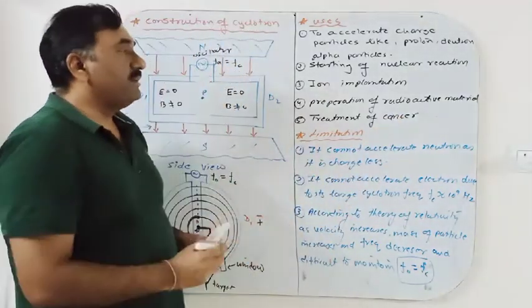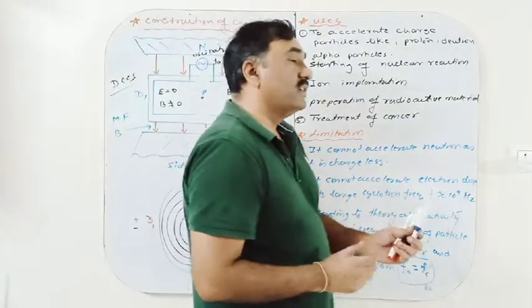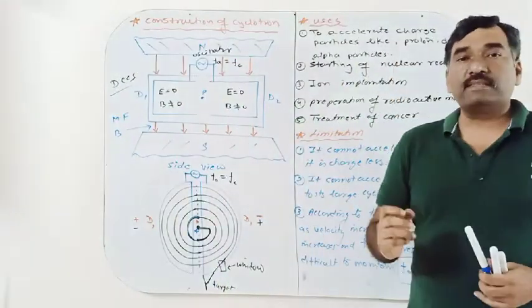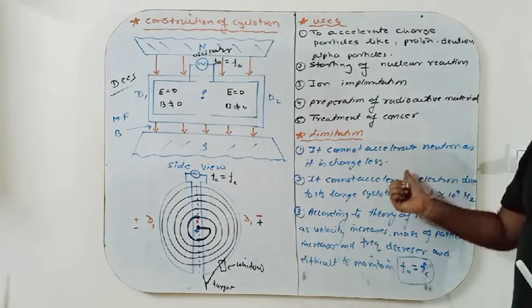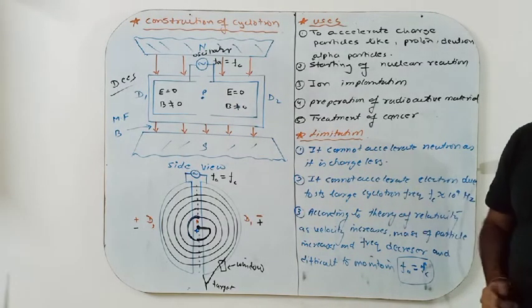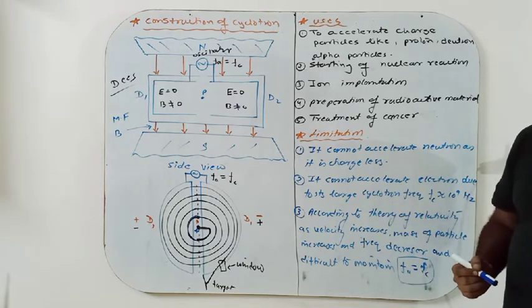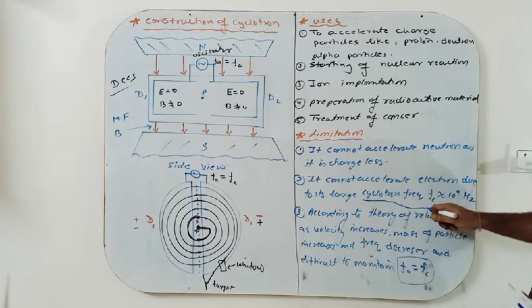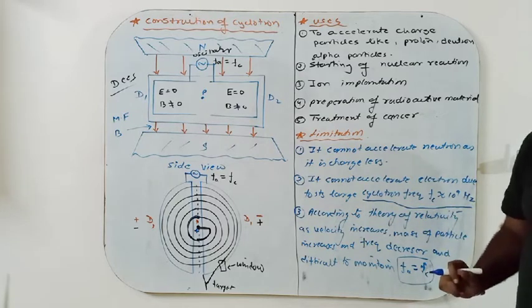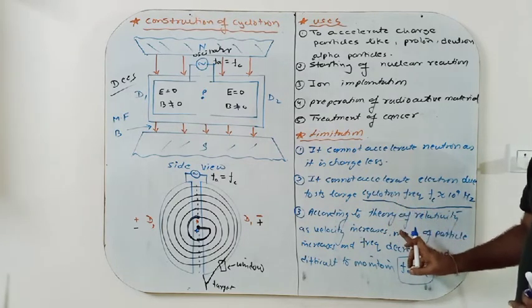Okay, so what are the limitations of the cyclotron? The cyclotron is not able to accelerate neutrons. Why? Because a neutron is a chargeless particle. It cannot accelerate even the electron also. Where the electron is a negatively charged particle, but it cannot accelerate the electron due to the presence of its large angular frequency. The cyclotron frequency is in gigahertz.